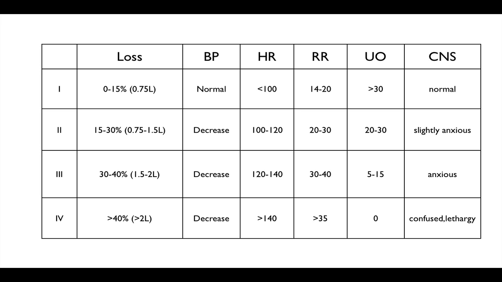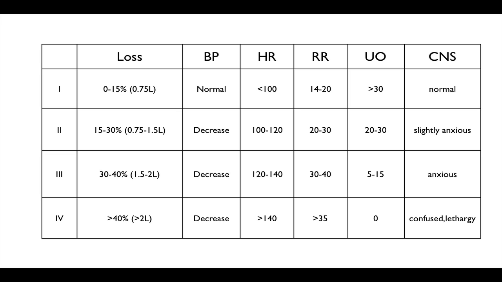and the patient will become even more anxious. And then stage 4 is a bit of a tricky one, so they lost 40% of their blood volume, which is over 2 liters. For most patients, a massive decrease in blood pressure with a compensating increase in heart rate. The respiratory rate will be even higher as they're trying to blow off more of the acid as they become more acidotic due to poor tissue perfusion, and the urine output will be next to nothing.